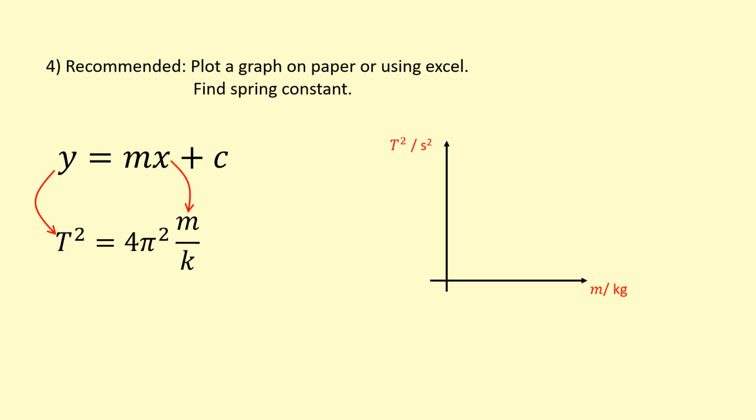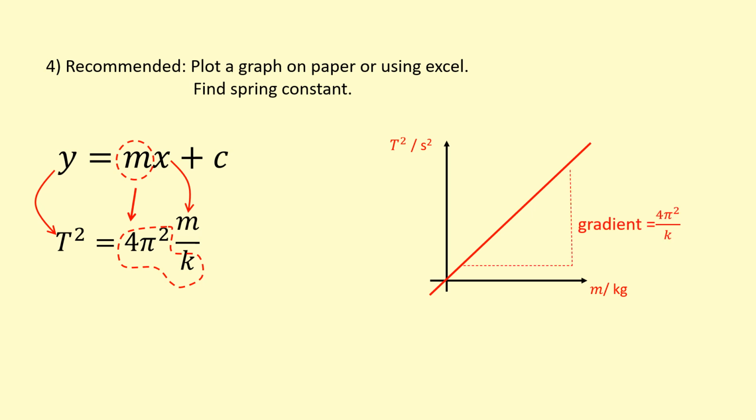And then on the x-axis, you can plot m, which is what we changed, the mass in kilograms. You should get a straight line going through the origin. There shouldn't be a y-intercept. And the gradient should be 4π² divided by k. Okay, so that's our gradient there. So therefore, the spring constant will equal 4π² divided by the gradient.